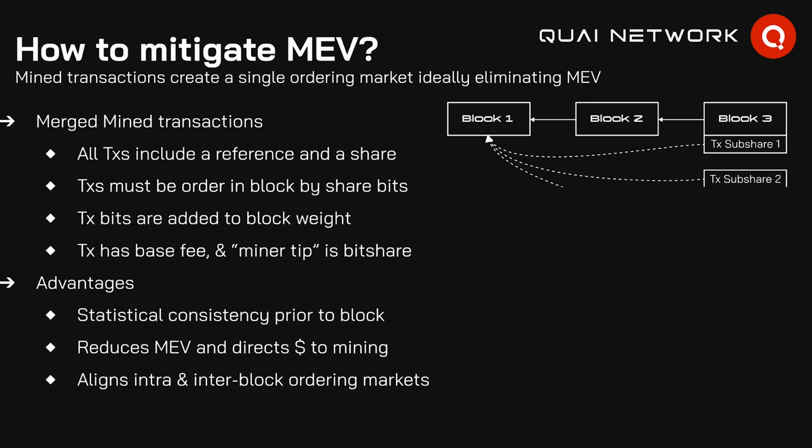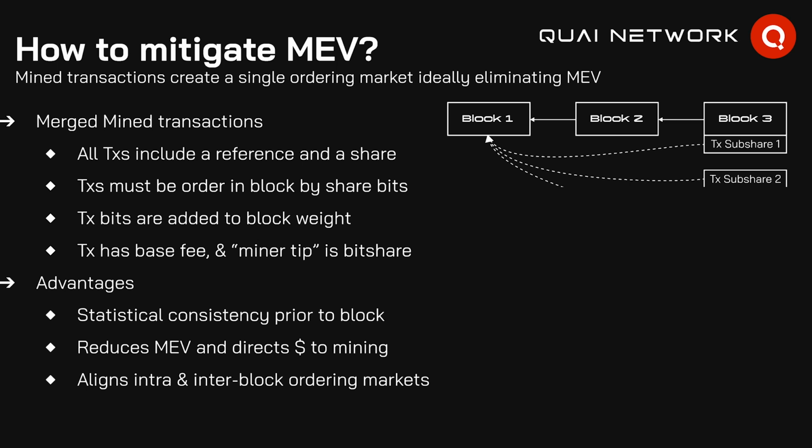So how do we mitigate MEV? Mine transactions create a single ordering market, ideally eliminating MEV. So the big idea here is that we can create effectively what would be considered a fourth level in Quai Network, right? So we have the prime chain, we have the region chains, we have the zone chains. A mine transaction is basically like a fourth level.